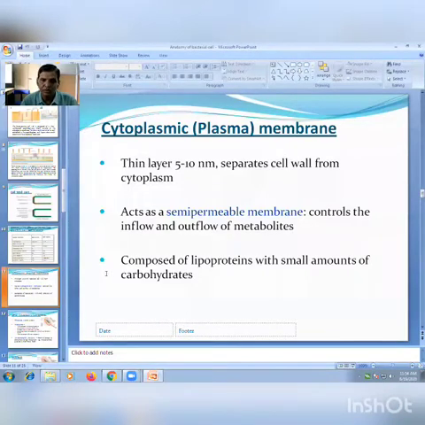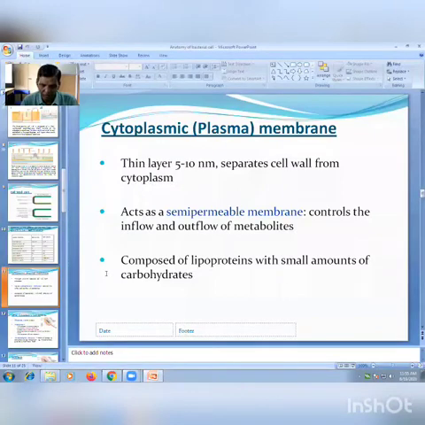Whenever we study the structure of the cytoplasmic membrane, three models are suggested. The well-known one is the fluid mosaic model, also known as the Singer-Nicholson model. Another one is the Davson-Danielli model, and one more is the Robertson model. But out of these three, the most accepted is the fluid mosaic model, or Singer-Nicholson model.